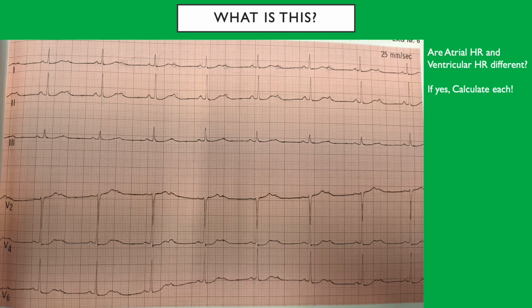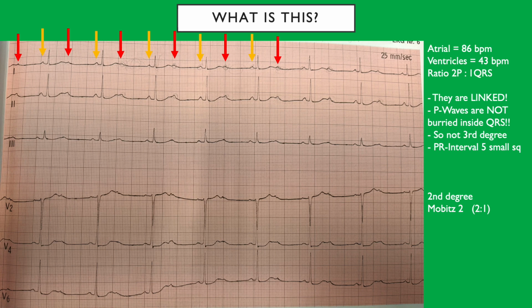Good. What is the next one? We're doing PR intervals, I'm helping you. Third block. Third degree, why? Because the P's and the QRS complexes are regular between them but completely disconnected. So that is Mobitz 2 as well.